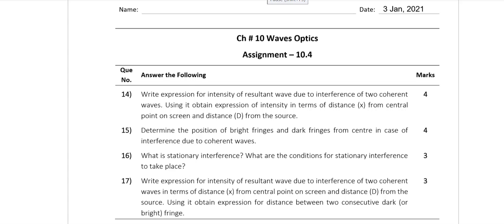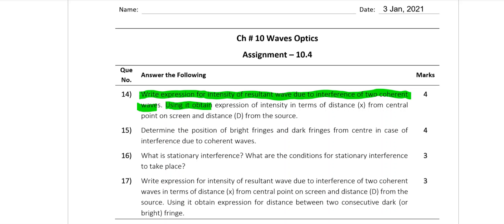Hello students, we are in the fourth assignment today. In this video we will address the first question of the fourth assignment. The question is: write the expression for the intensity of the resultant wave due to interference of two coherent waves.